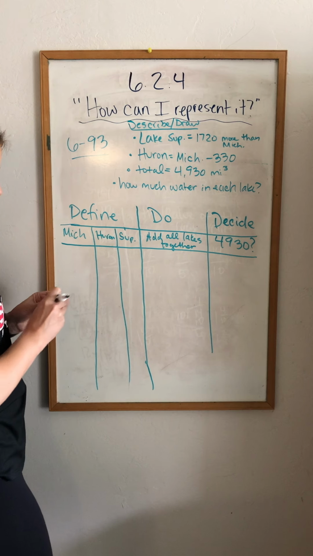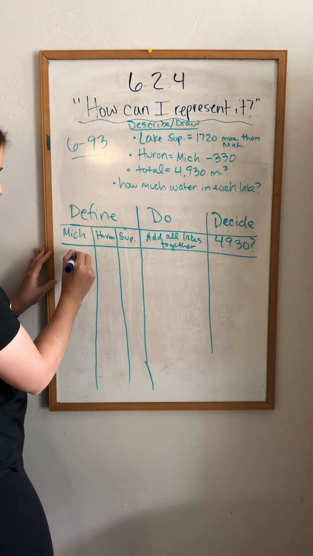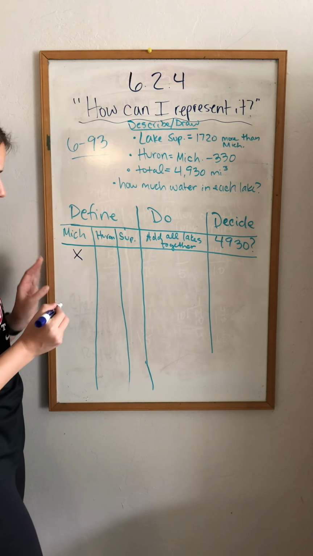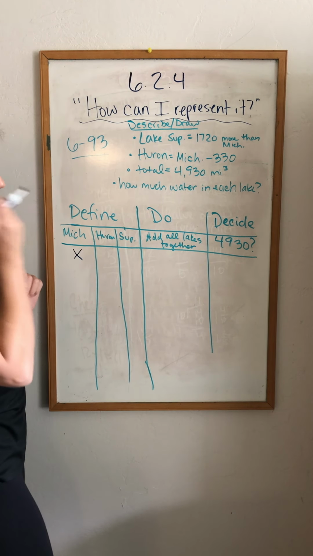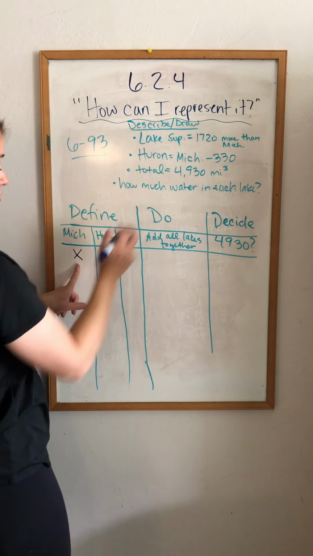So I'm going to define Michigan. Now it's time to define the variables. So Michigan is going to be my X, and we've been using X more than any other letter. So X is Michigan. Now Huron is just Michigan minus 330.